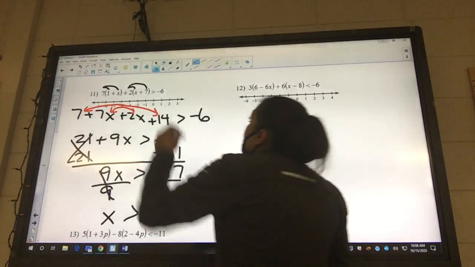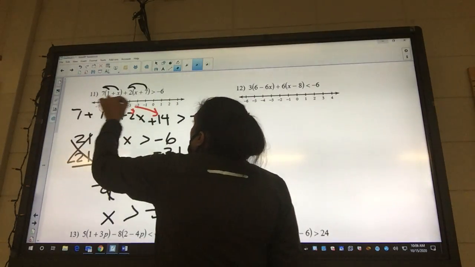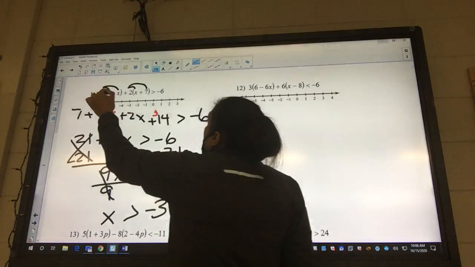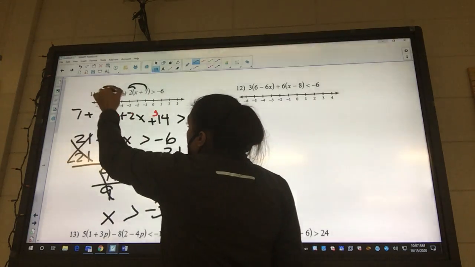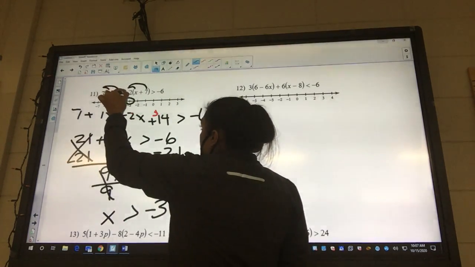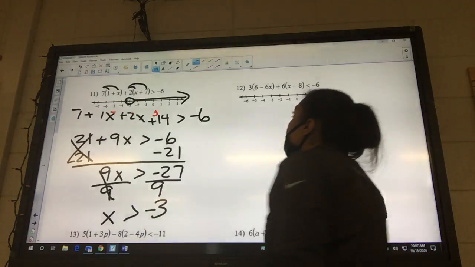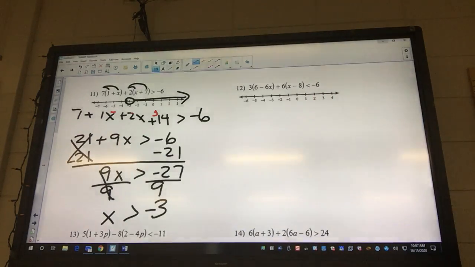Okay, so on the -3, should it be open or closed? Open. Going to the right. Good.